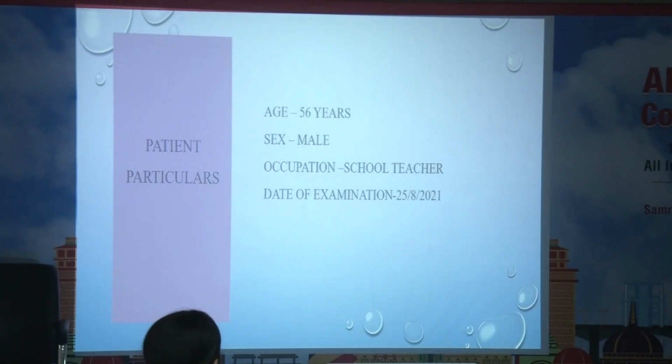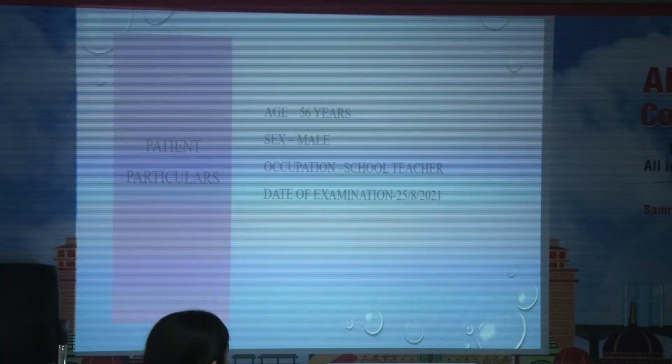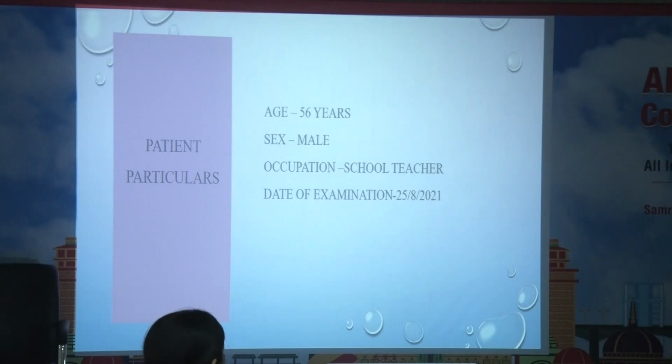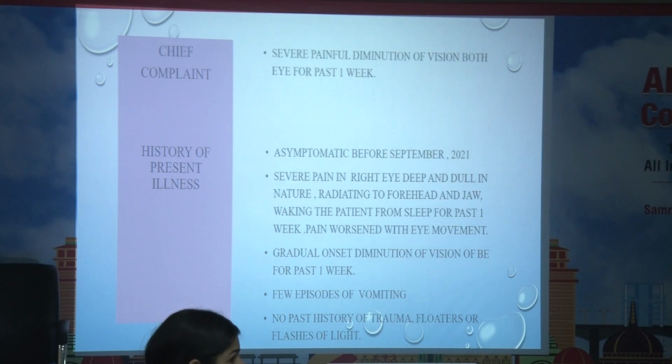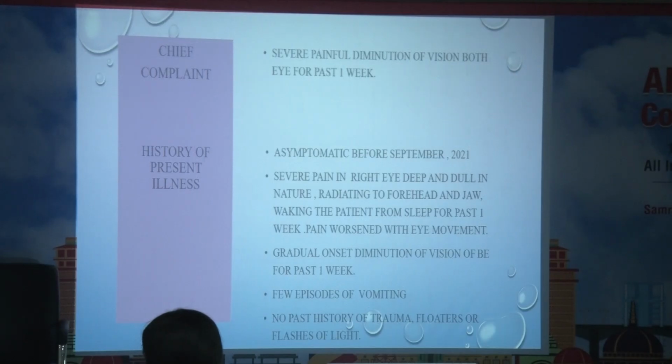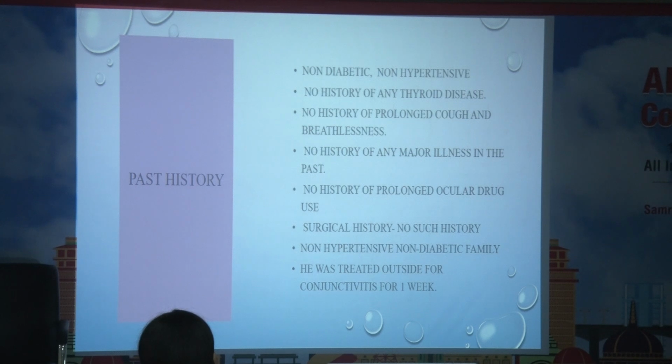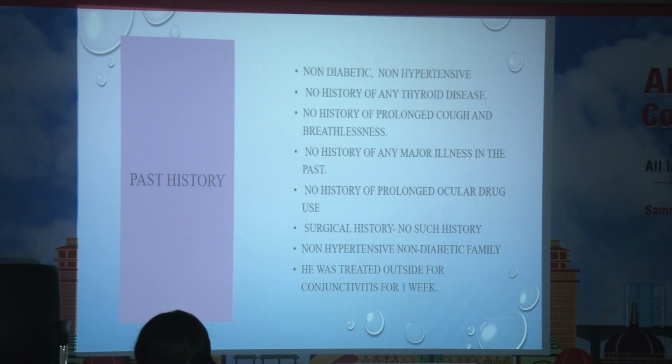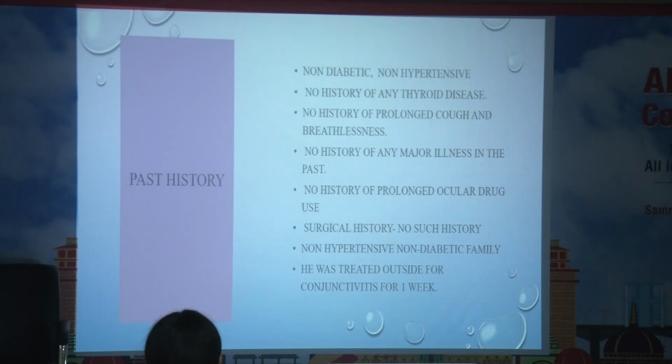My patient is a 56-year-old male, a school teacher by profession, who came to us on 25th August 2021. He had severe painful diminution of vision in both eyes for the last 1 week. The pain was deep and dull in nature, radiating to the forehead and jaw, and it was waking the patient from sleep. There were also a few episodes of vomiting, but no past history of trauma, floaters, or flashes of light. He had no significant past history of any other diseases, and his family history was also non-significant.